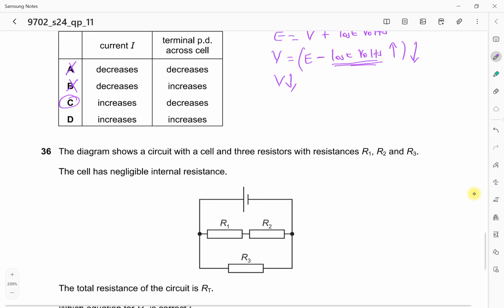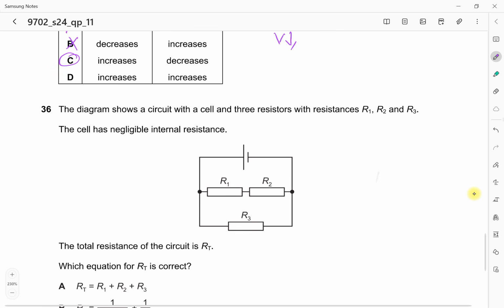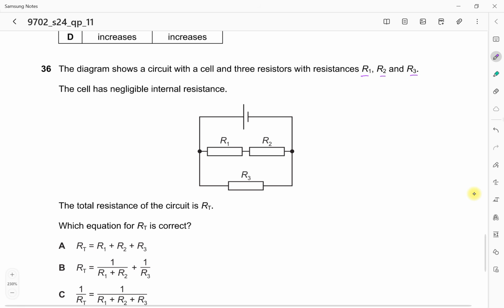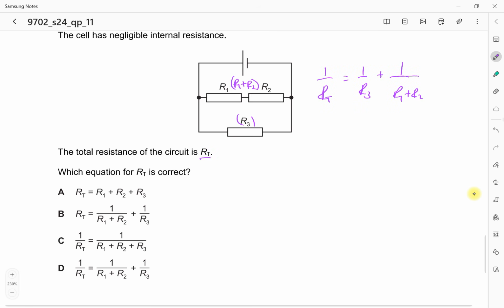The diagram shows a circuit with a cell and three resistors with resistances R1, R2, and R3. The cell has negligible internal resistance. Total resistance of the circuit is R total. What equation for RT is correct? So these two are in series, so their total is R1 plus R2. And this resistor here is in parallel with R3. So 1 over total resistance is going to be 1 over R3 plus 1 over R1 plus R2. So let's see an equation related to that, and that is D.